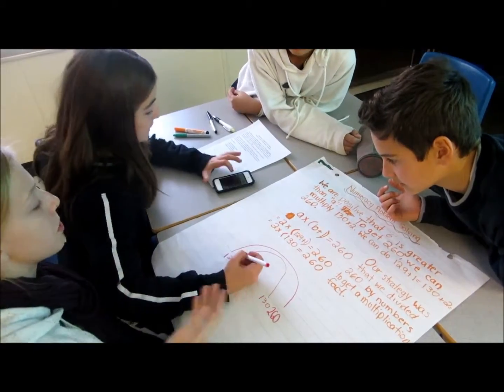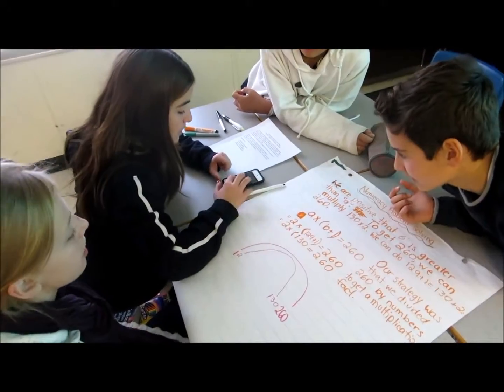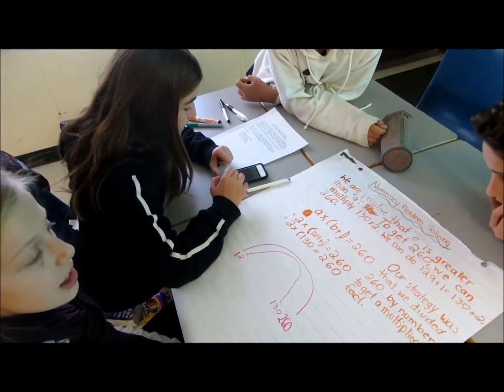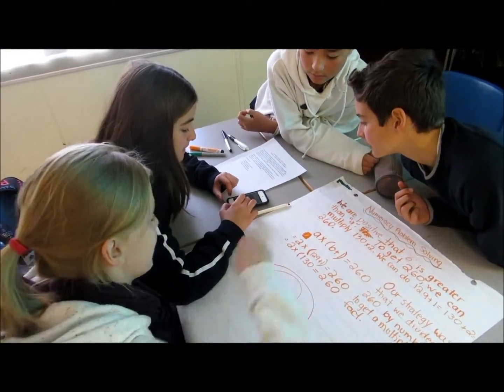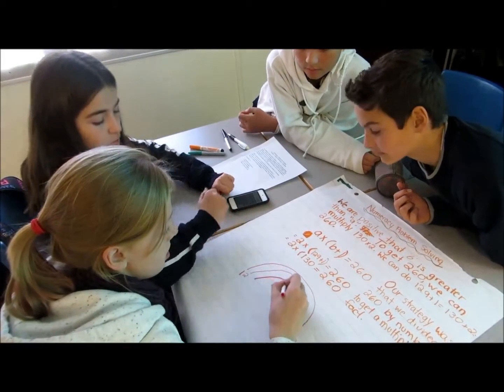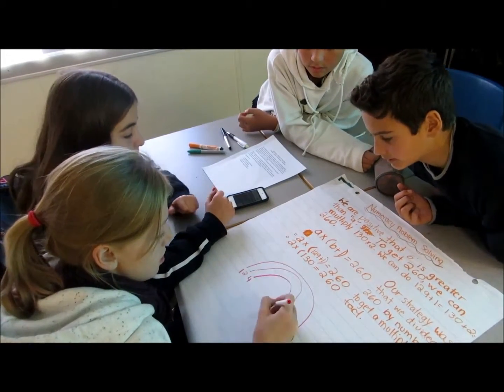Let's see what happens with 3. 260 divided by 3 has a decimal, so it can't work. 260 divided by 4 is 65. So 4, 65.